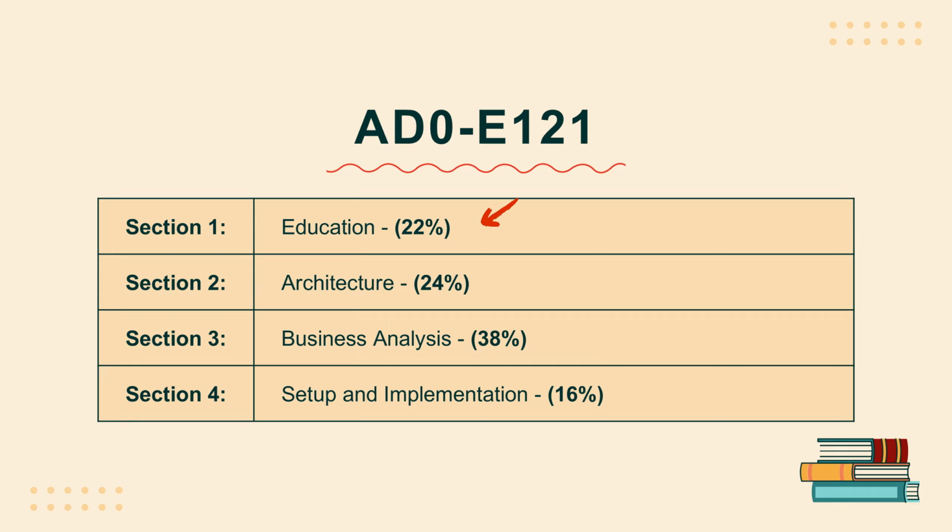You've got education, which makes up about 22% of the test. Then architecture is 24%. Setup and implementation is 16%. But the lion's share, the part that really tests your problem-solving logic, is business analysis, which comes in at a massive 38%. Wow, 38%. Because it's never just about knowing which button to click, is it? No, it's about knowing why you are clicking it to solve a very specific client problem.